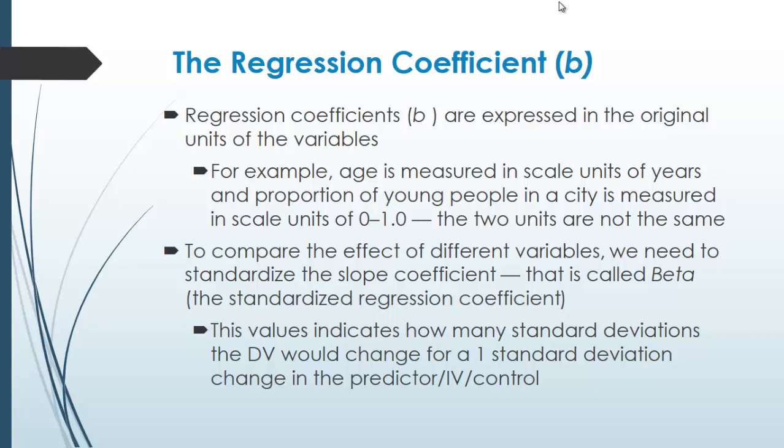So we can compare predictors or other independent variables against one another and determine how large of an effect each has, in terms of standard deviations, in changing the dependent variable. So it's a useful coefficient or value to compare one variable against another in terms of how effective it is in changing the dependent variable.